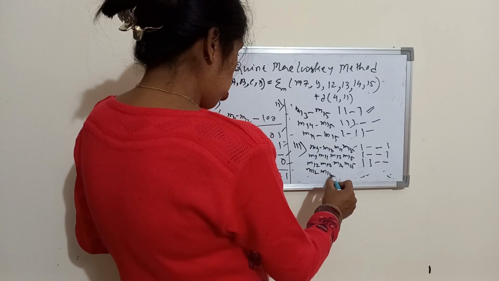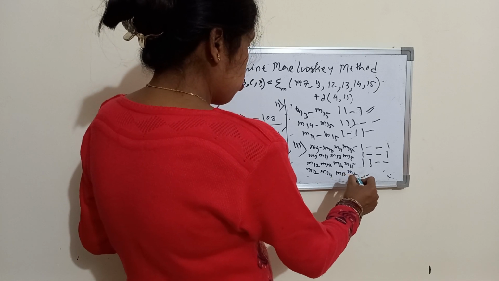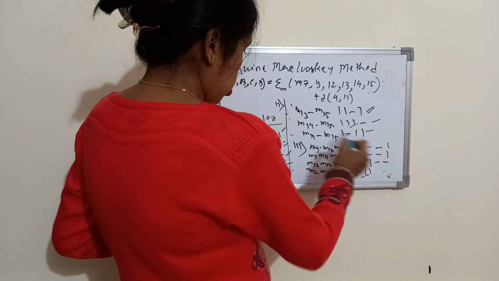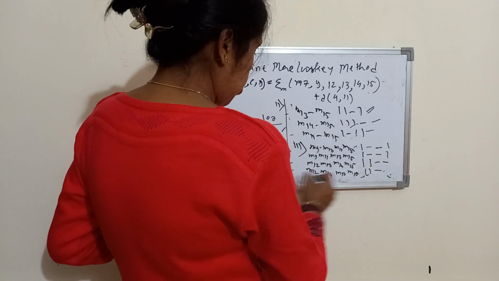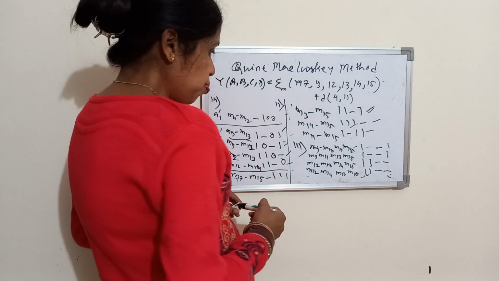So here it is M12, M14, M13 and 15. So now you can see first two are 1 1, same. Third is the dash. Fourth is the 0 and 1. Again you have to put dash. Okay. Right.